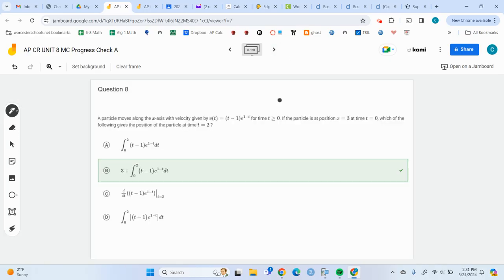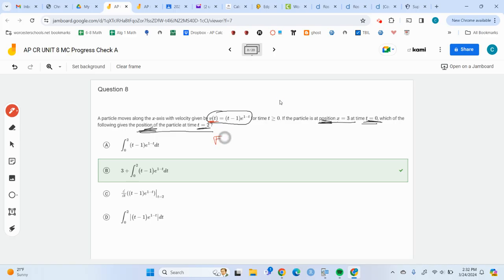Number 8, a particle moves along the x-axis with this velocity. If the particle's position is 3 at time t equals 0, which of the following gives the position of the particle at time equals 2? Okay, so I'm talking about position here. I know a position initially. I want to know a final position. And I know information about the derivative, which is velocity.